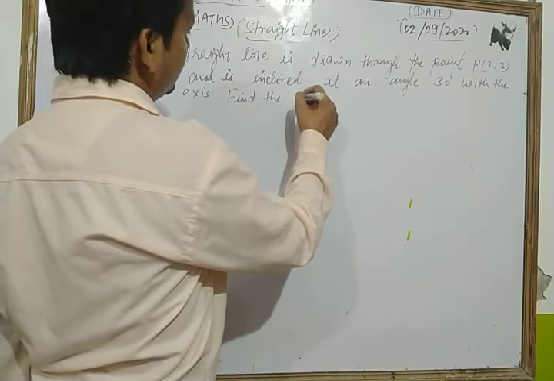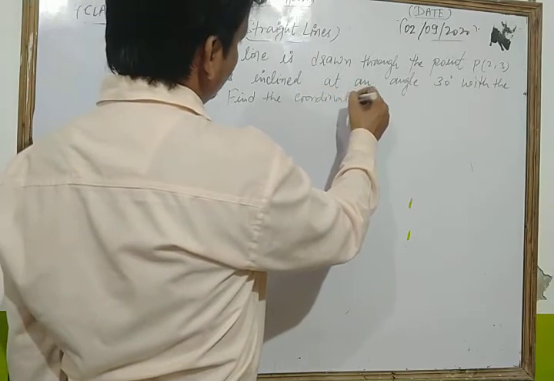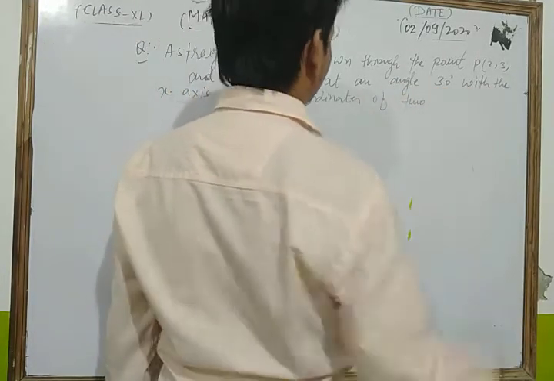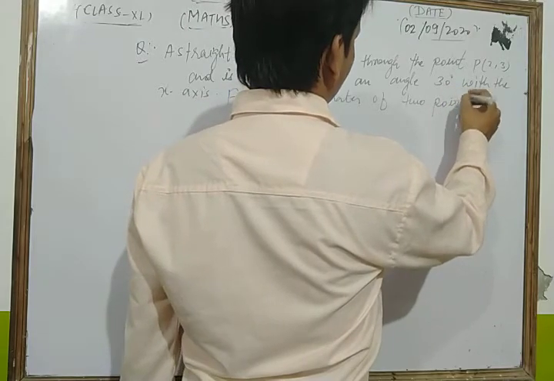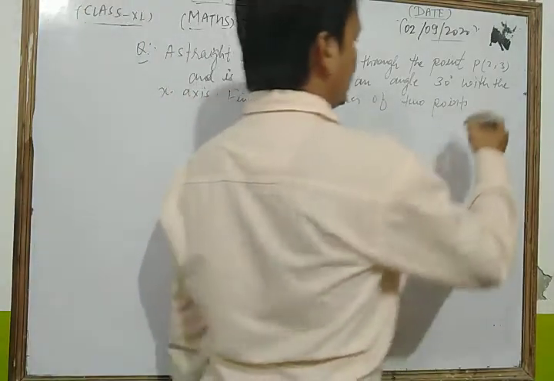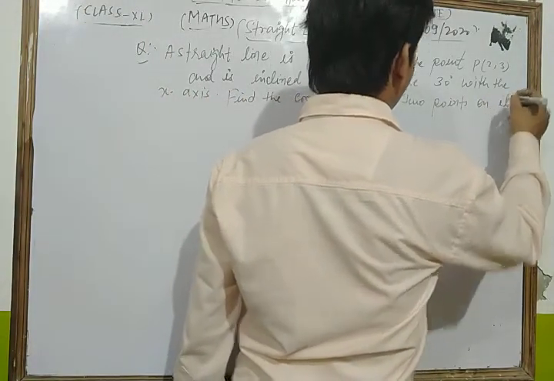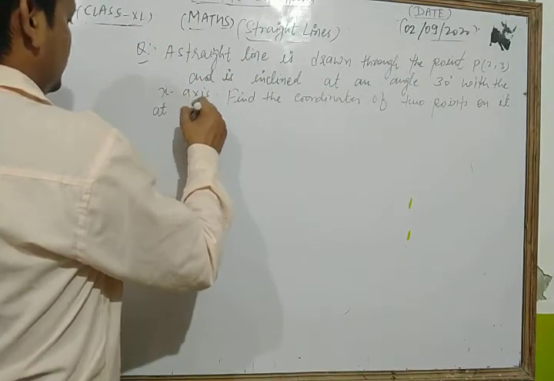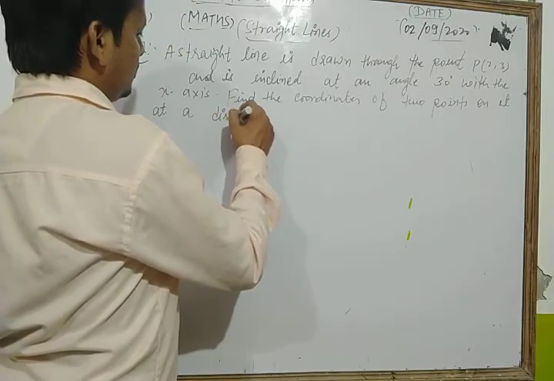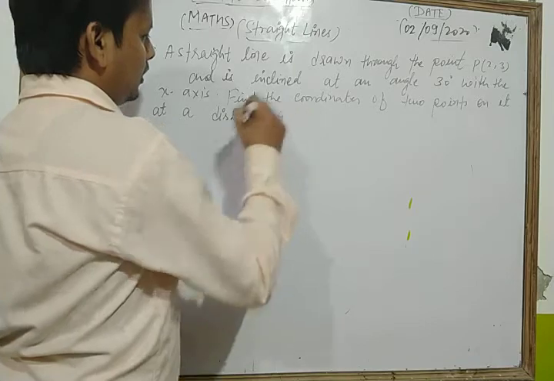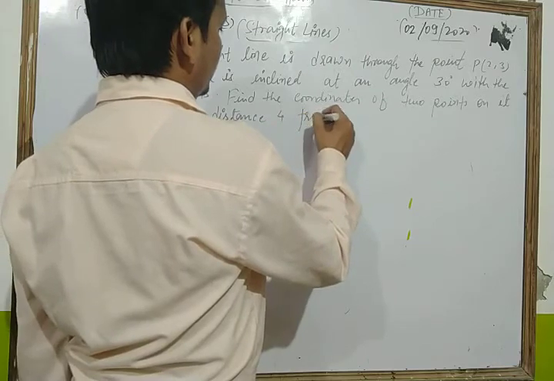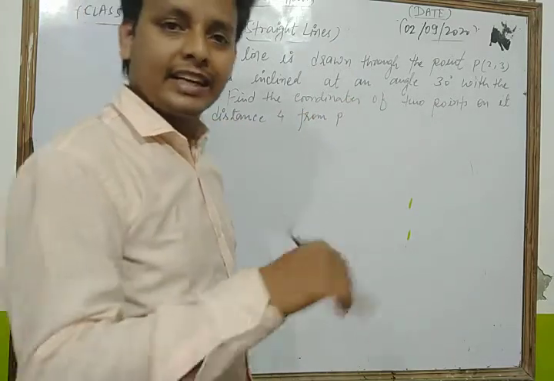Find the coordinates of 2 points on it at a distance 4 from P, on either side of P.